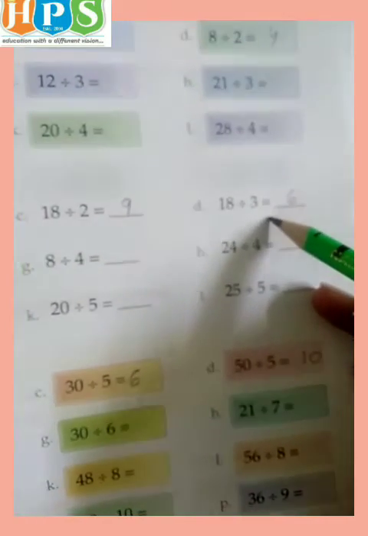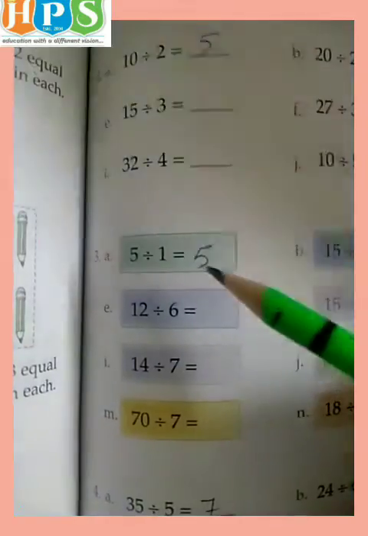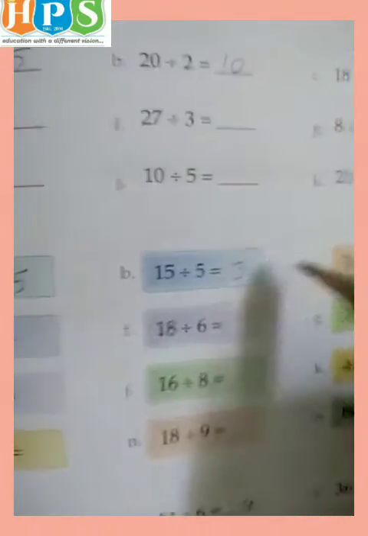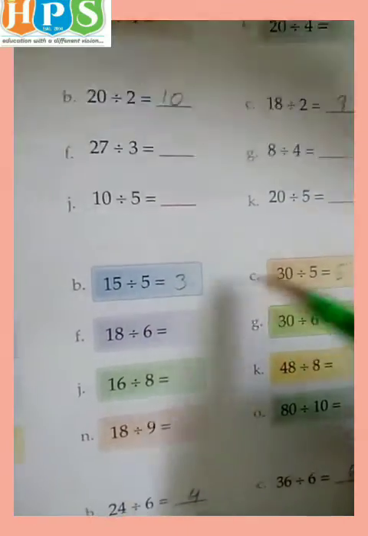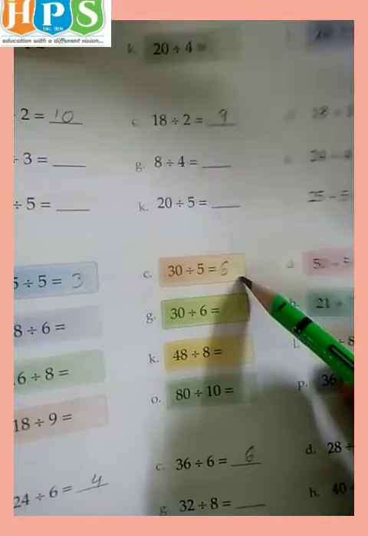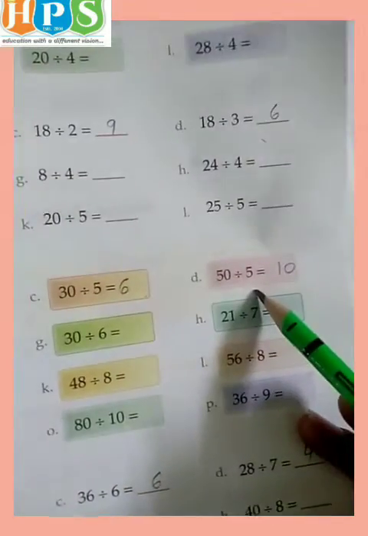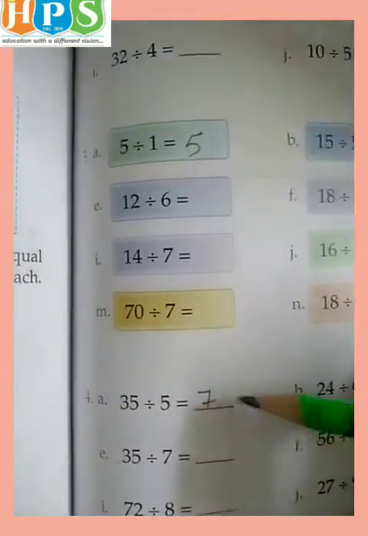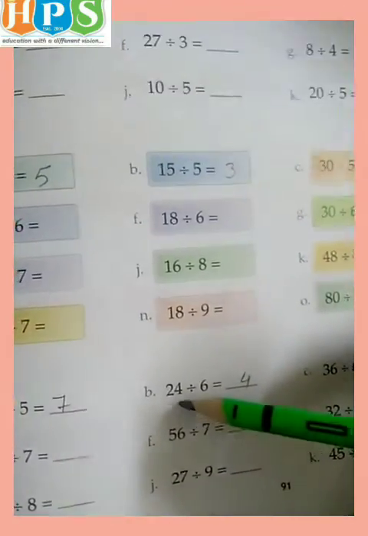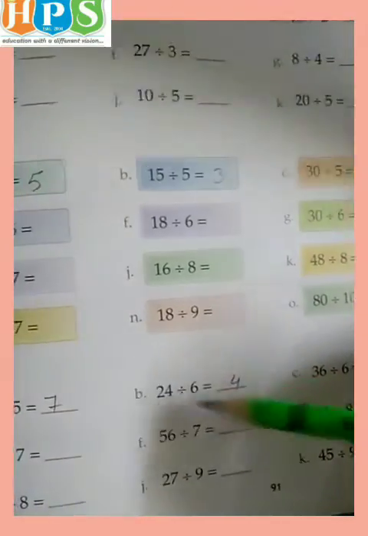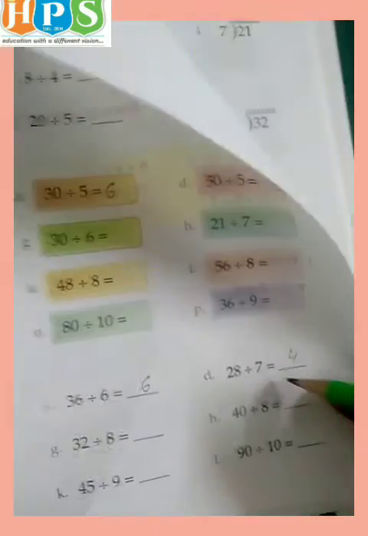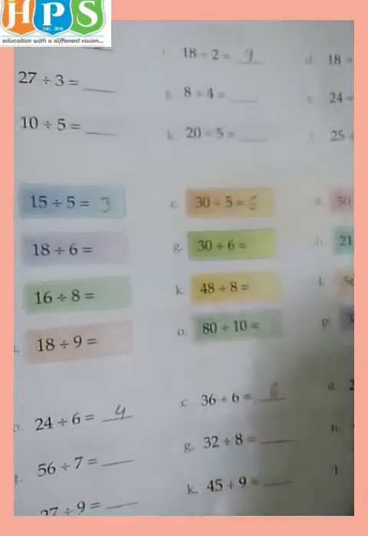18 divide 3. 3 6s are 18. 5 divide 1. 1 5s are 5. 15 divide 5. 5 3s are 15. 30 divide 5. 5 6s are 30. And 50 divide 5. 5 10s are 50. 35 divide 5. 5 7s are 35. 24 divide 6. 6 4s are 24. 36 divide 6. 6 6s are 36. 28 divide 7. 7 4s are 28. Turn the page.